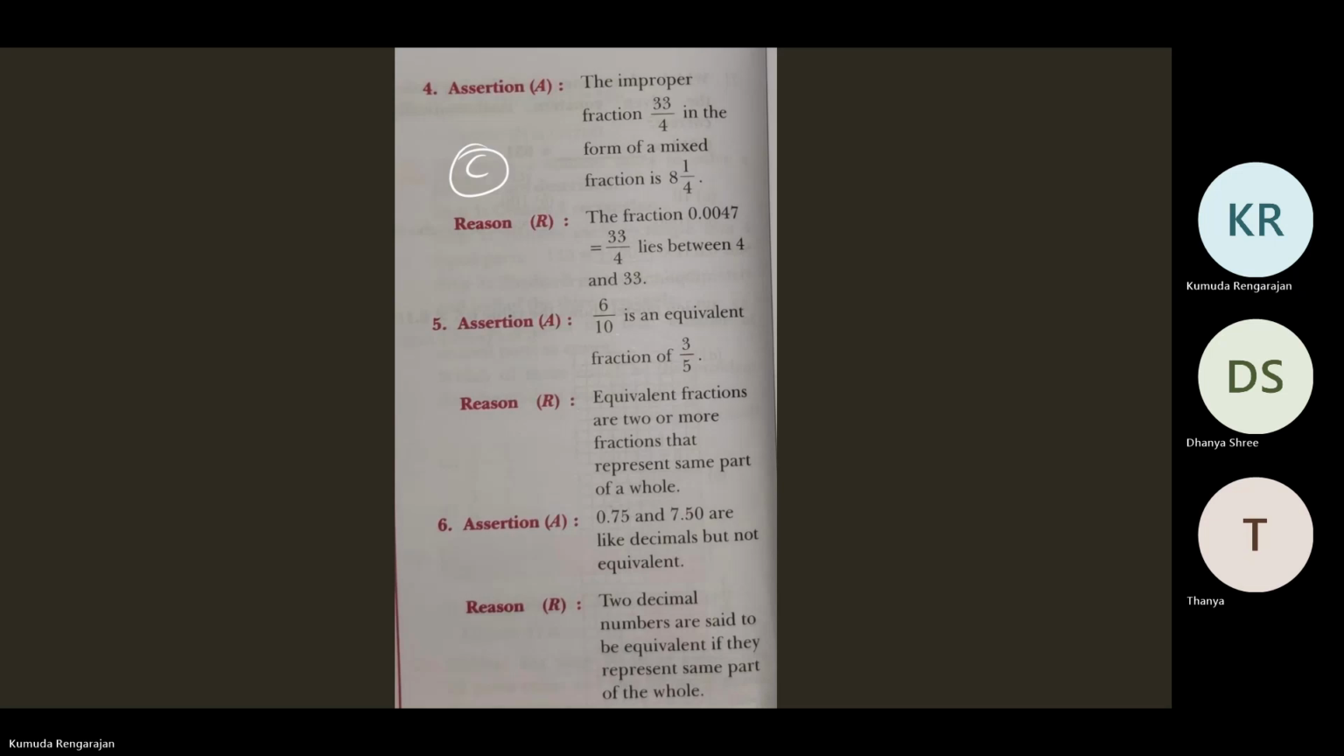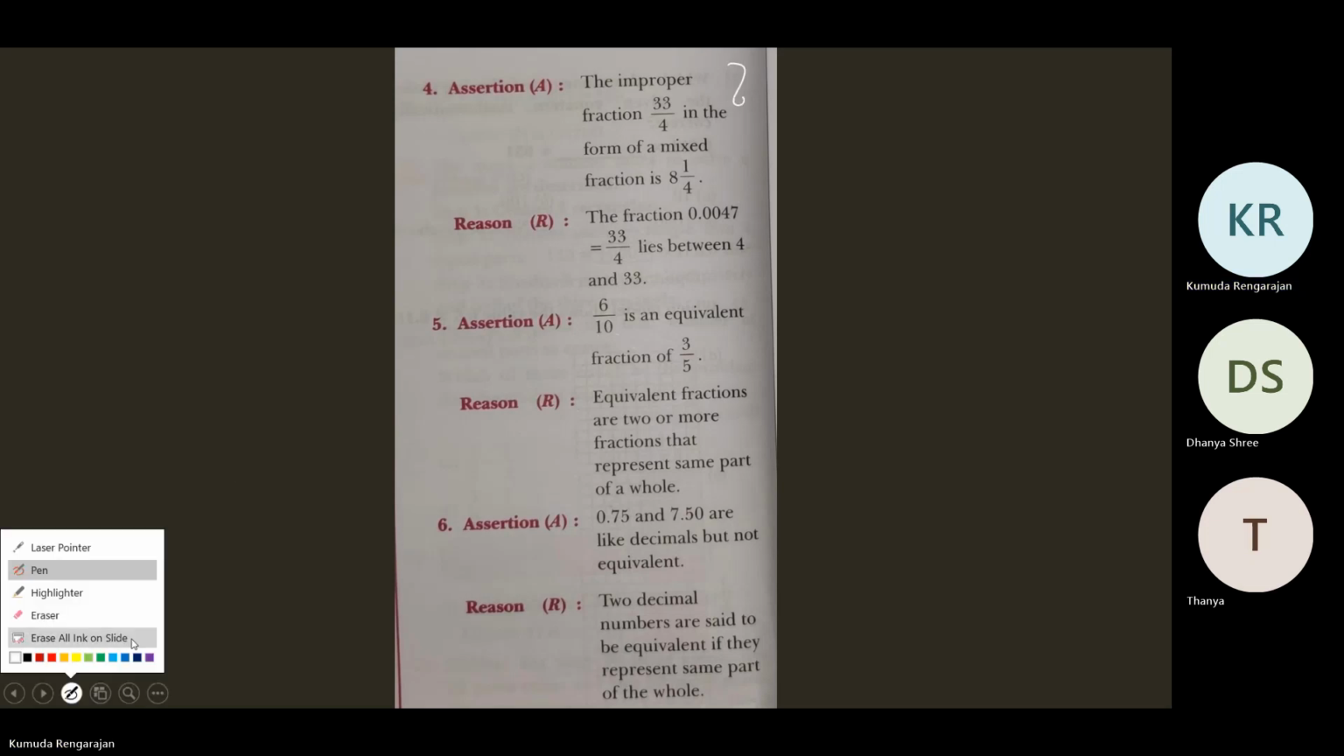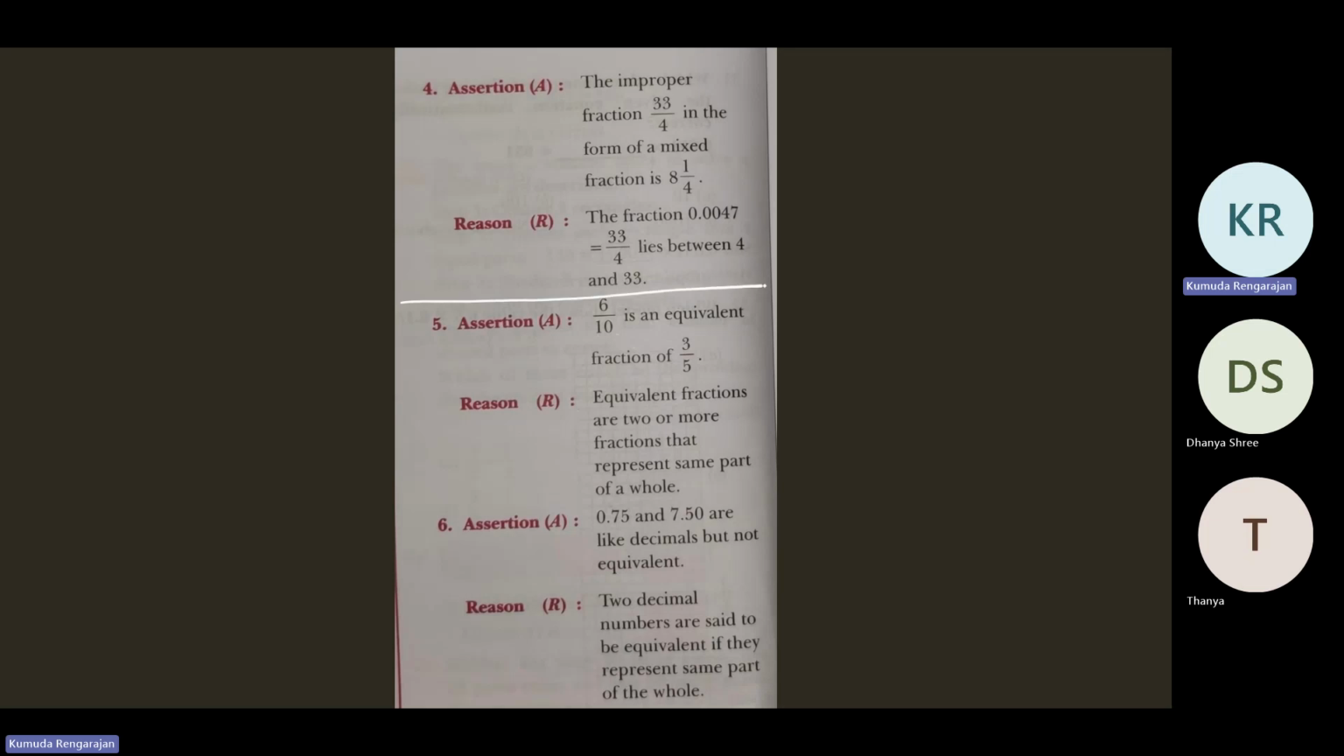Okay. So where do we have this? A true, R false. In C, we have it. I was reading this and I was a little confused. Sorry. Let me just put a bracket. This one. Here, this is true. This is false. So the correct option is C. Next one.